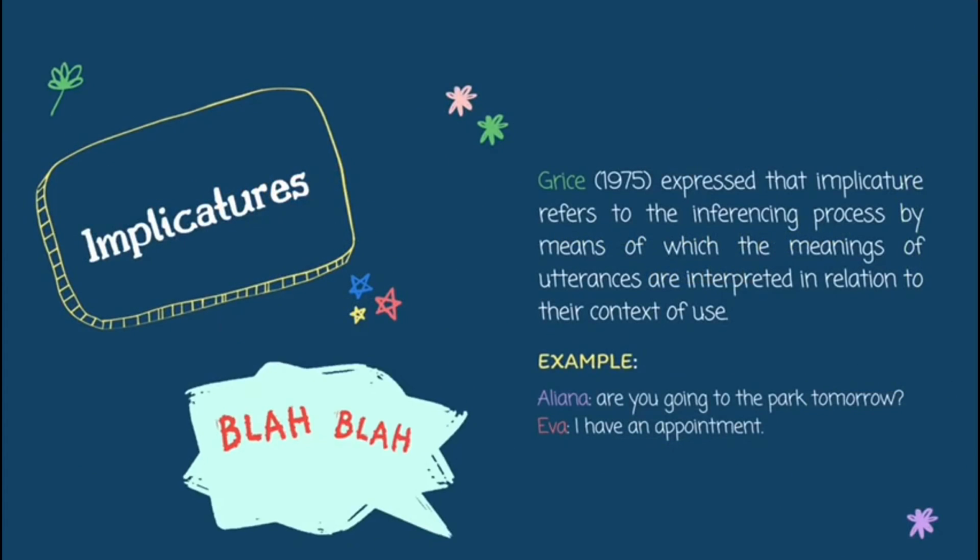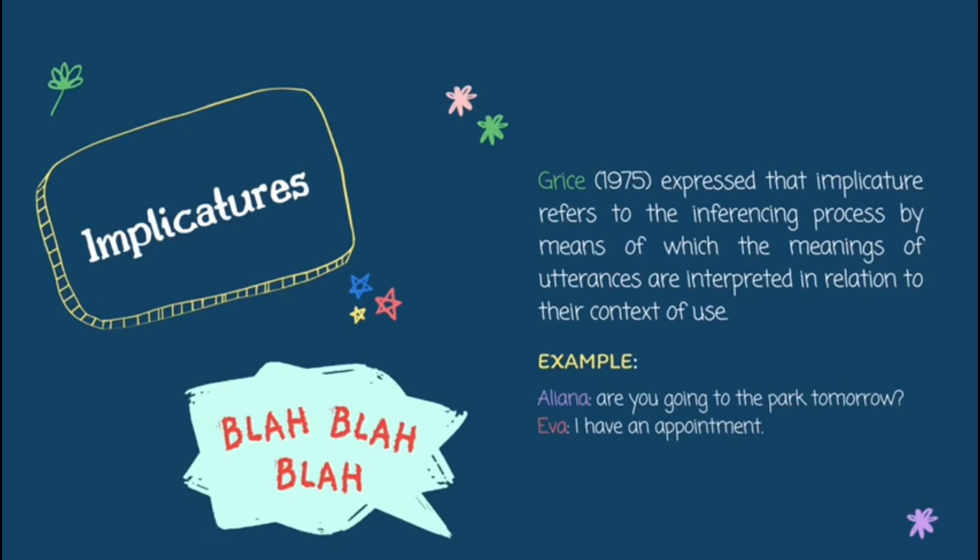Last but not least, implicatures. Grice expressed that implicature refers to the inferencing process by means of which the meaning of utterances is interpreted in relation to their context of use. Here we have this example. Eliana, are you going to the park tomorrow? Eva: I have an appointment. Here, Eva meant that she's not going to the park by saying that she has an appointment, but she did not say that she is not going to the park.